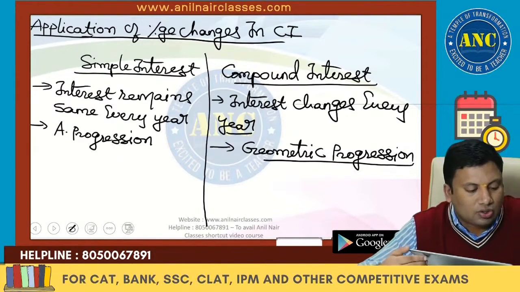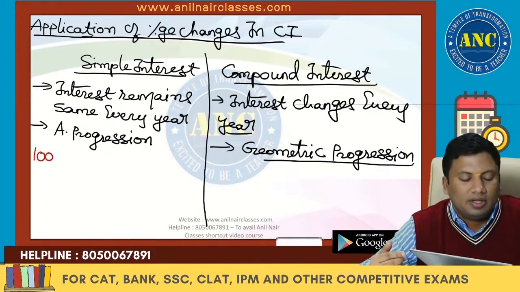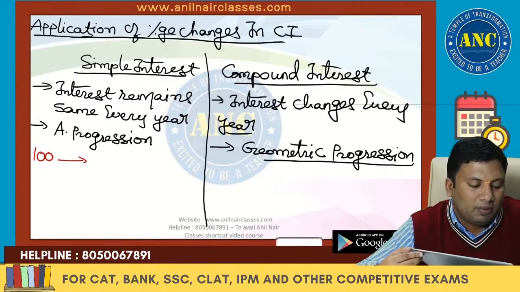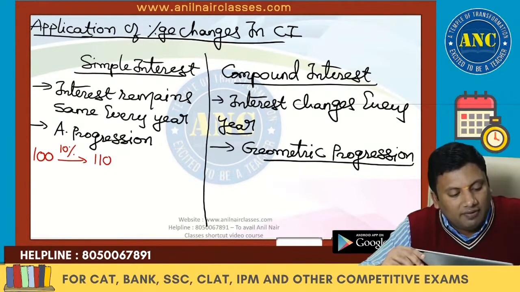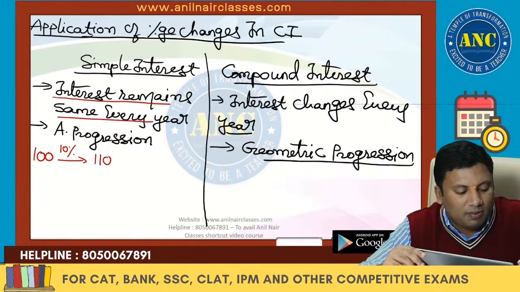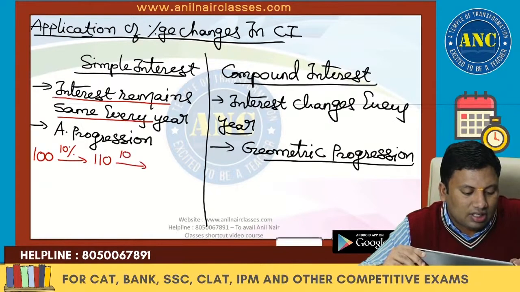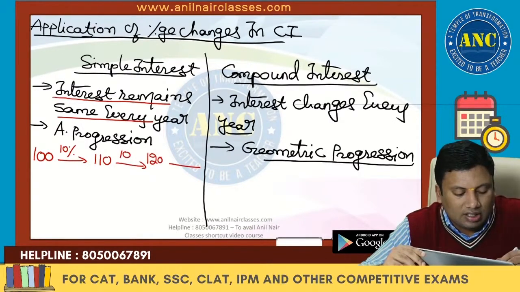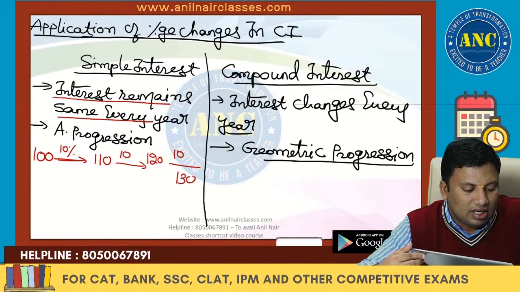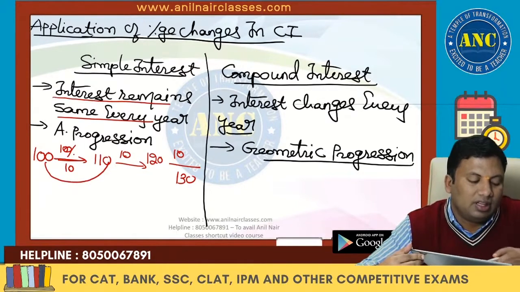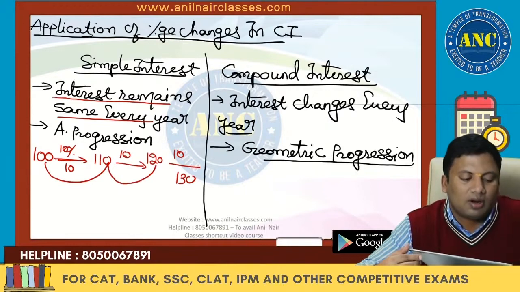Now see here. Suppose I went and took 100 rupees from my friend. He said, because you are using my money, pay me 10 rupees extra. 100 and 10 rupees extra, it is 110. Every year the interest remains the same. Second year also it is 10, so 120. Third year also it is the same, 130. So 100, 110, 120, 130. This is 10, this is 10, this is 10. The difference between these values is the same.